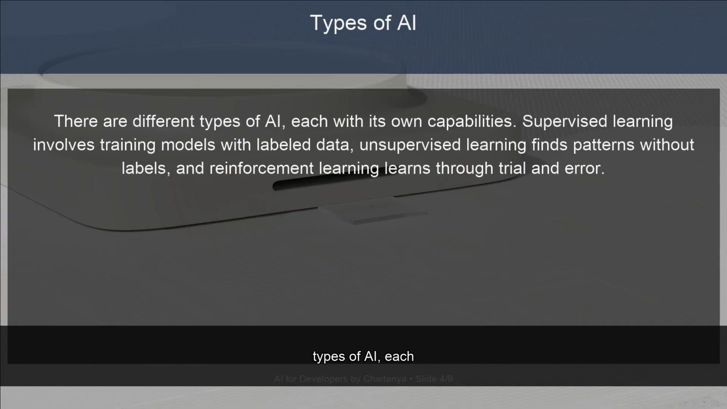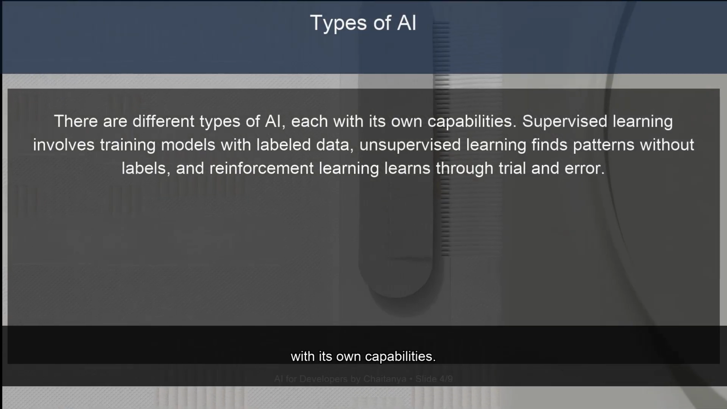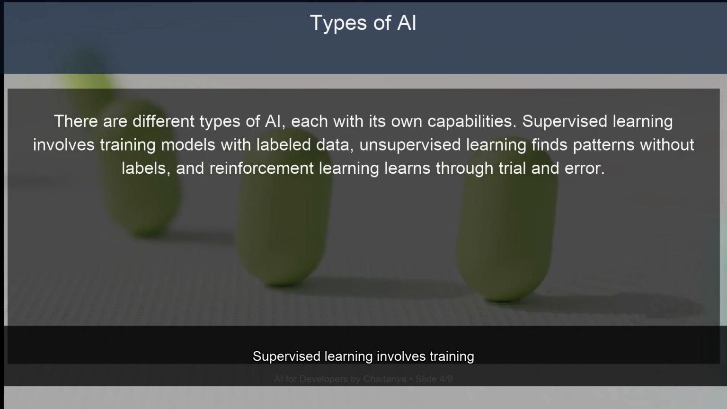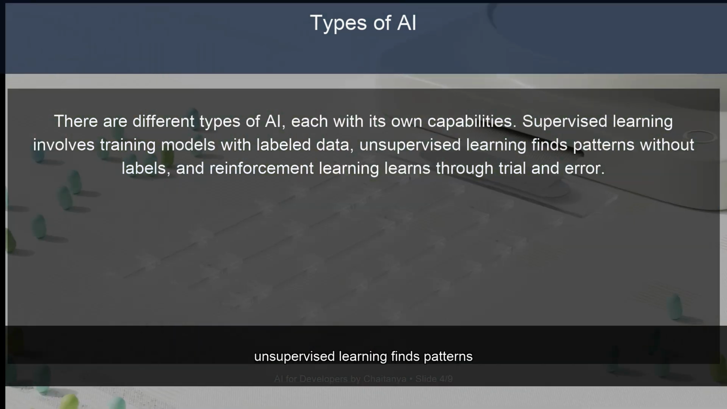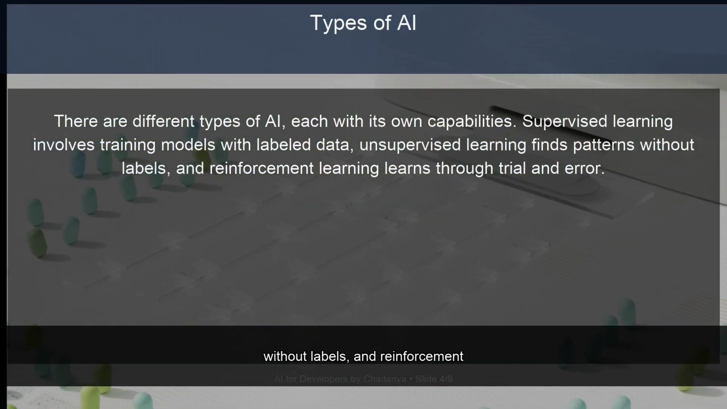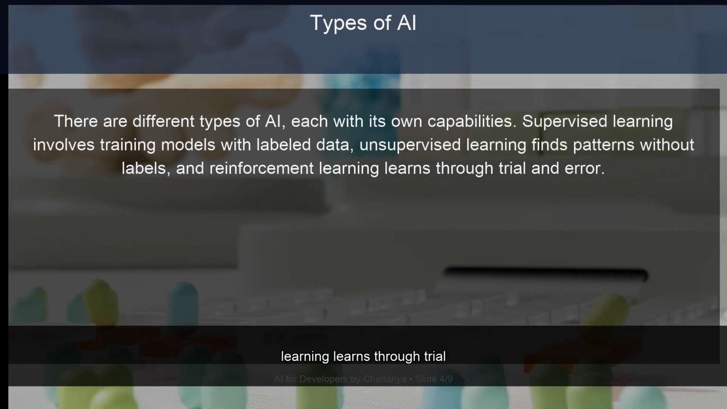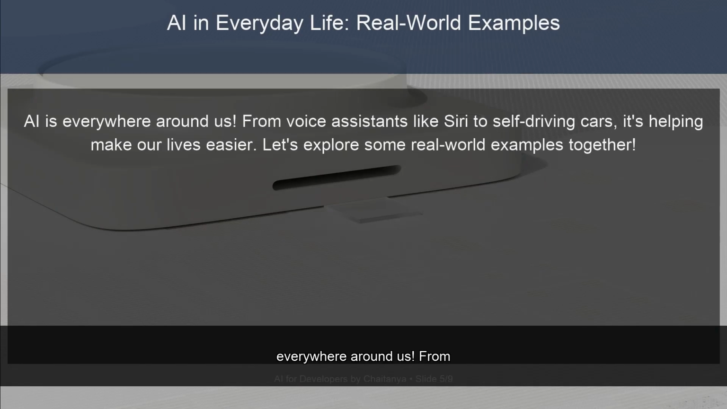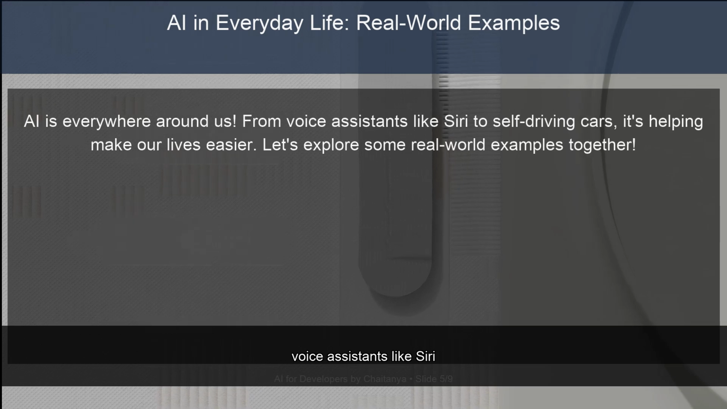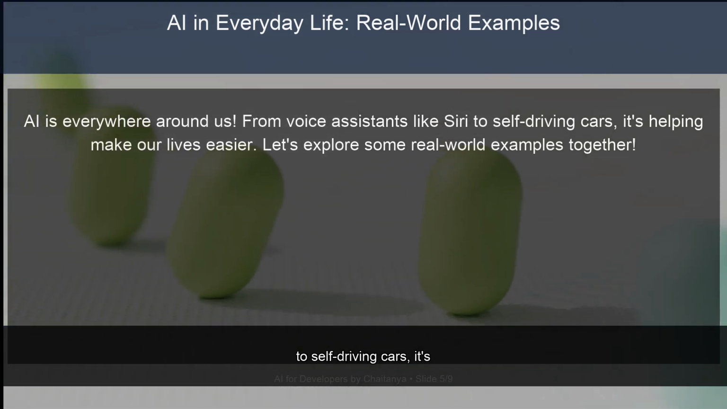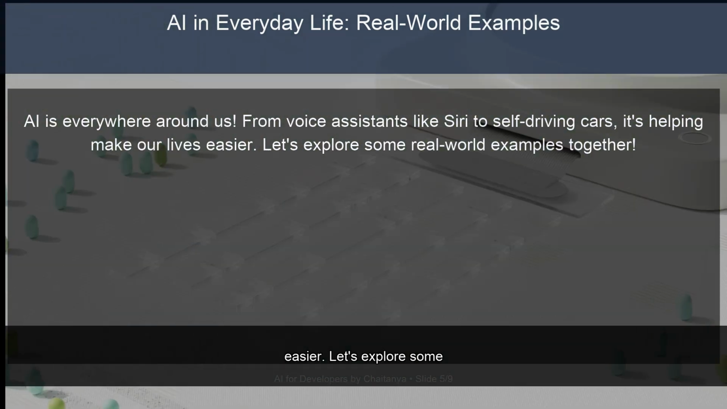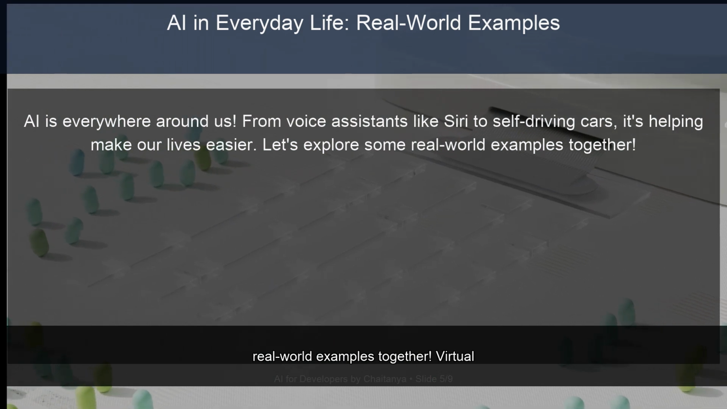There are different types of AI, each with its own capabilities. Supervised learning involves training models with labeled data, unsupervised learning finds patterns without labels, and reinforcement learning learns through trial and error. AI is everywhere around us. From voice assistants like Siri to self-driving cars, it's helping make our lives easier. Let's explore some real-world examples together.